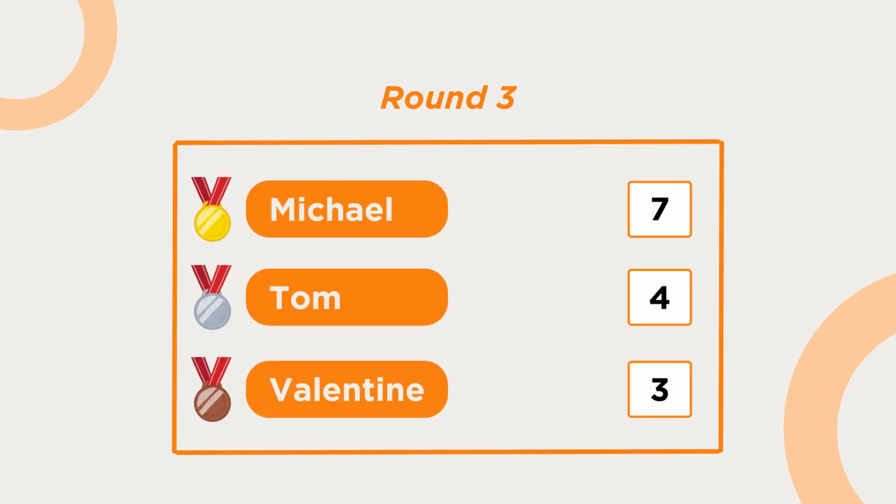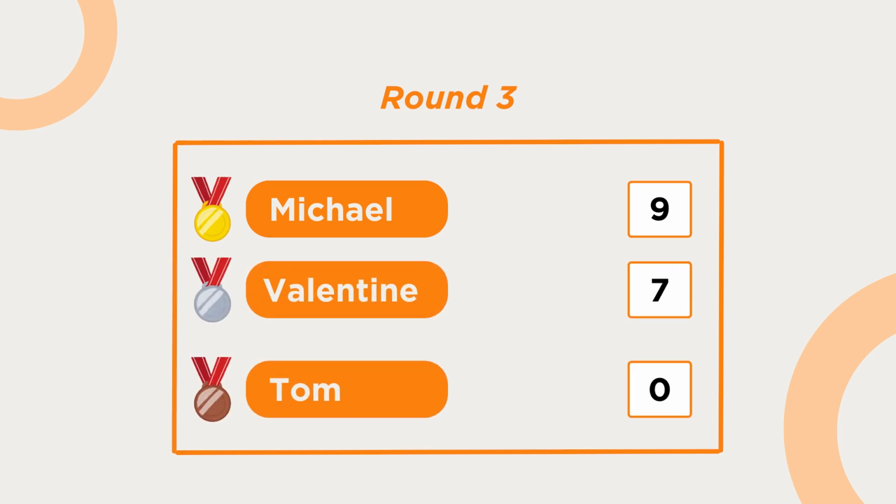With 9 points, the first person making it through to the head-to-head is Michael. Well done. With 7 points, the next person through to play for that head-to-head to then get into the final is Val. Well done. Which means, unfortunately, Tom, we're going to be losing you. You've been an absolute joy to have on the quiz. Thank you so much. Thanks for having me. Well done.